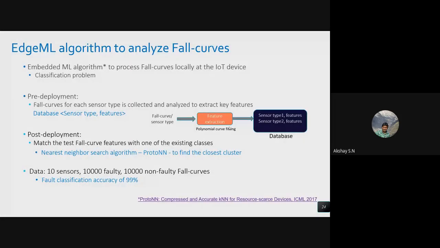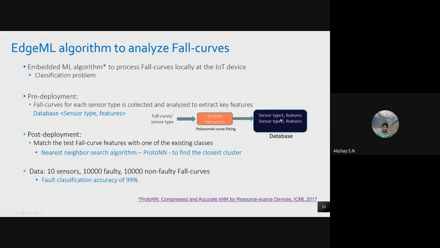Yeah. So what we do is, as you remember, the fault curve is basically an exponential curve. What we do is we extract features for each of the curves. Specifically, we do a polynomial curve fitting for each curve, and all the coefficients become the features. So if it's a capacitive sensor, it will have its features. We'll fit the polynomial curve, we'll get the features. If it's a resistive sensor, again we'll fit the curve and then get the features. So for each sensor, we fit the polynomial curve, get the features, and create a database like this.